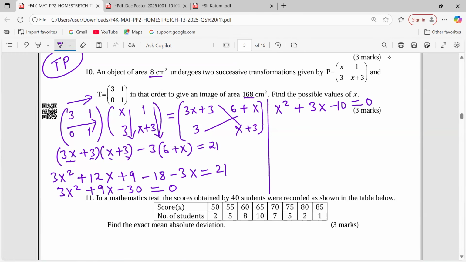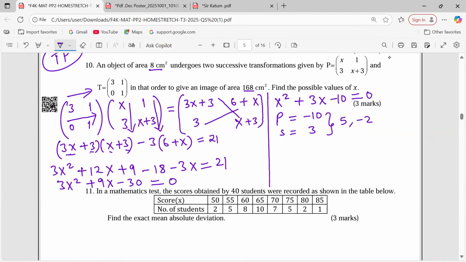Then we solve it now. We need a product of AC, negative 10, and a sum, the value of B, which is 3. So we can take 5 and negative 2. 5 times negative 2 gives us negative 10. 5 plus negative 2 gives us positive 3. So those are the factors that we need.